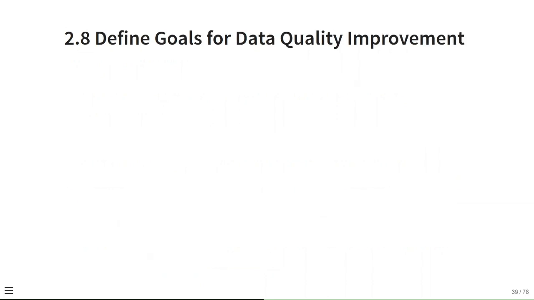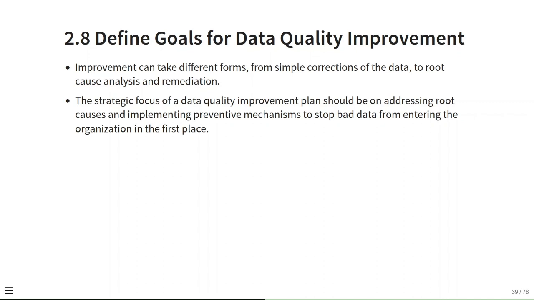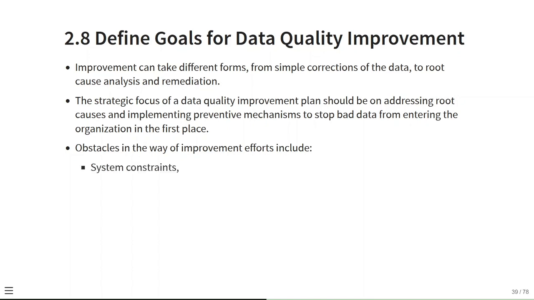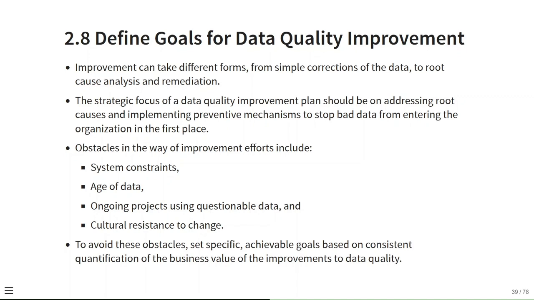Define goals for data quality improvement. Improvement can take different forms, from simple corrections of the data to root cause analysis and remediation. The strategic focus of a data quality improvement plan should be on addressing root causes and implementing preventive mechanisms to stop bad data from entering the organization in the first place. Obstacles in the way of improvement efforts include system constraints, age of data, ongoing projects using questionable data, and cultural resistance to change. To avoid these obstacles, set specific, achievable goals based on consistent quantification of the business value of the improvements to data quality.